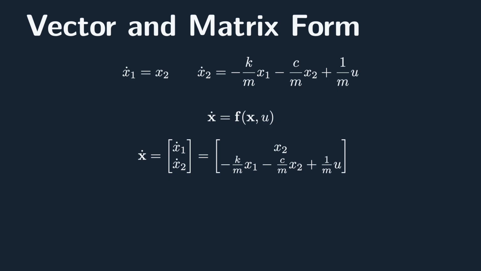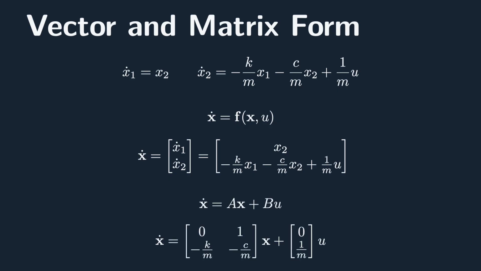In this example, the equations are linear in the states and the input. So we can also write the model in matrix form as x dot equals Ax plus Bu. The A matrix contains the coefficients multiplying the state variables. The B matrix contains the coefficients multiplying the input. Here, the input does not appear in the first state equation, so the first entry of B is 0. The input appears as u divided by m in the second state equation, so the second entry of B is 1 over m.